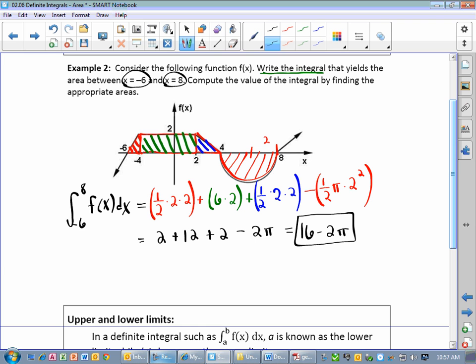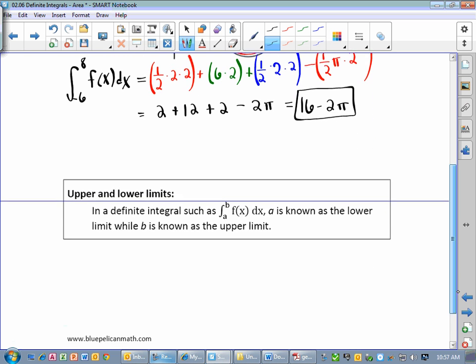Now notice the total area here, if we were to add up all of the areas, well, area can't really be negative. So there is a difference between area and the integral. When we're evaluating the integral, below the x-axis is negative. If you're just asked to find the areas, you just add them all up.